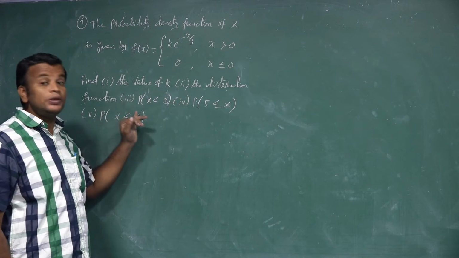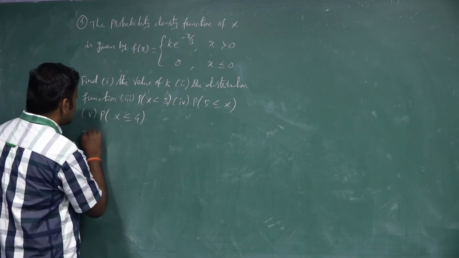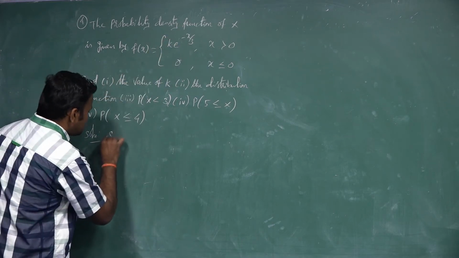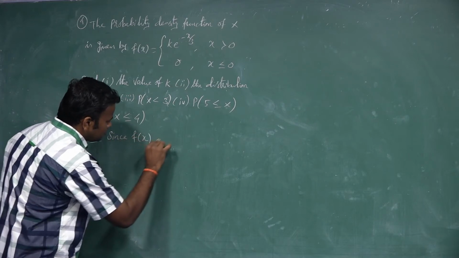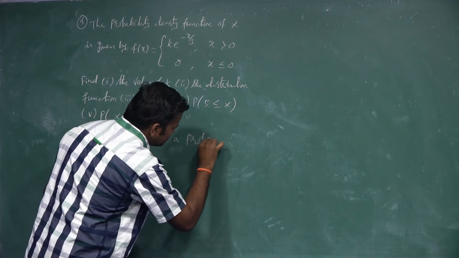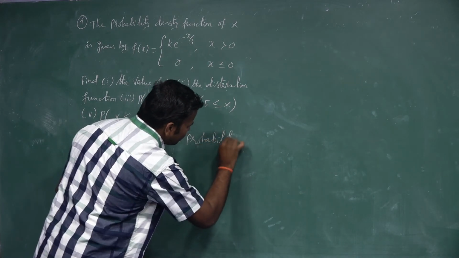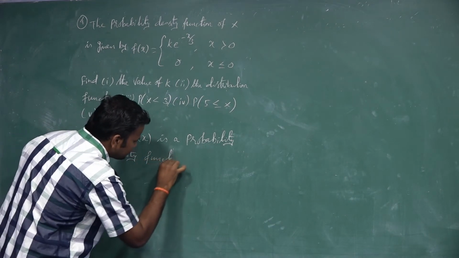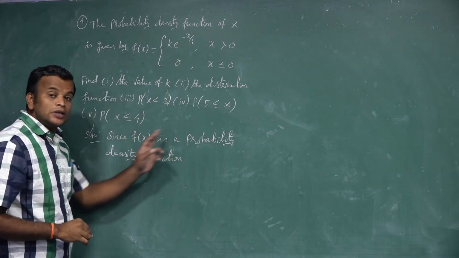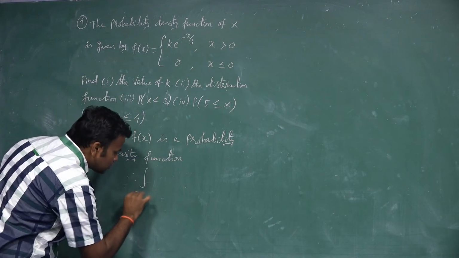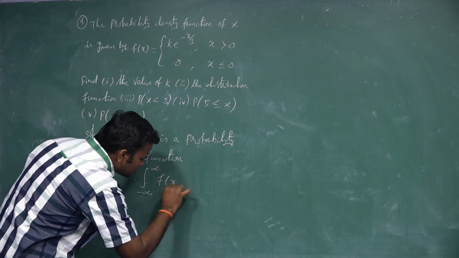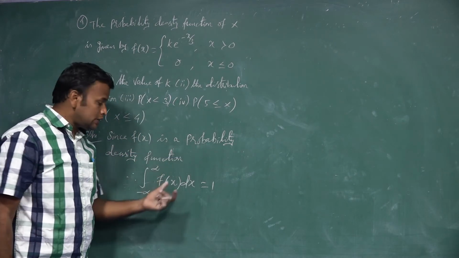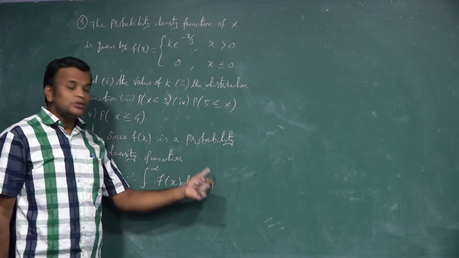P of means probability of. To find all values, first we write that f of x is a probability density function. First we write the word since f of x is a probability density function. What is the reason to write this line? Because when we write this line, our integral value should be equal to 1. Since f of x is a probability density function, the integral from minus infinity to plus infinity of f of x dx is 1.